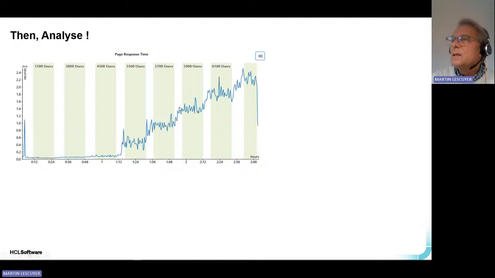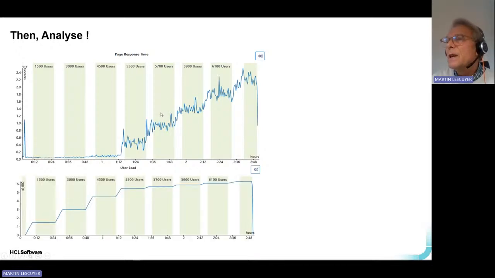But it's not enough for me to have real information, and I have to correlate this information with the user load that is applied on the system by range. So for the first range, I am having 1,500 users, and then I go up and up and up. And when I am at 5,000 users, I am seeing my system behaving weirdly. The response time is going up and up and up. So maybe something is wrong here. So that's a kind of pattern.